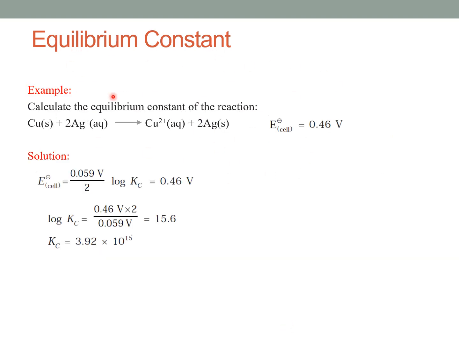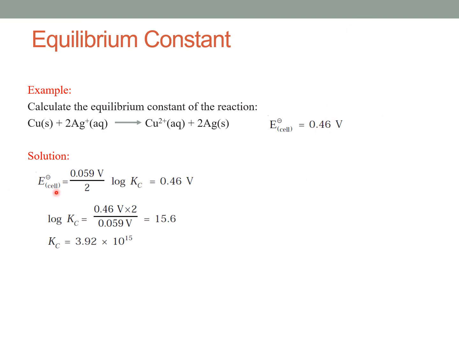So if we take one example on the equilibrium constant. Here it was given, calculate the equilibrium constant of the reaction: copper solid and 2 silver plus aqueous give rise to copper 2 plus aqueous plus 2 silver. Also given, the standard reduction potential of this cell is equal to 0.46 volts. You know in this reaction copper gives 2 electrons, so the number of electrons involved in this reaction is 2. 2 silver plus ions take 2 electrons, so the number of electrons involved is 2.